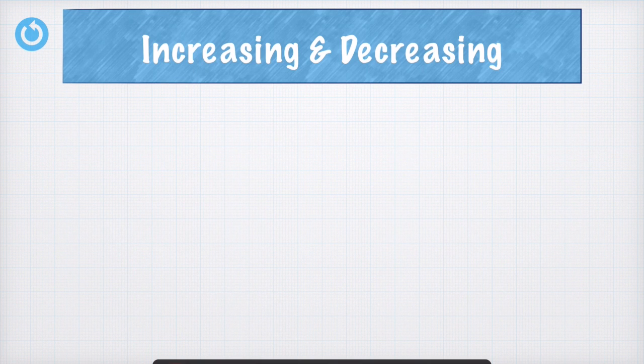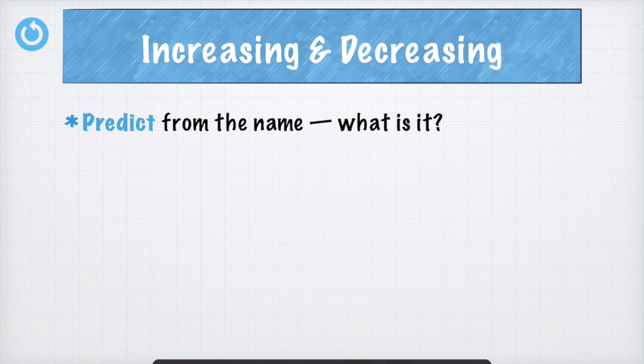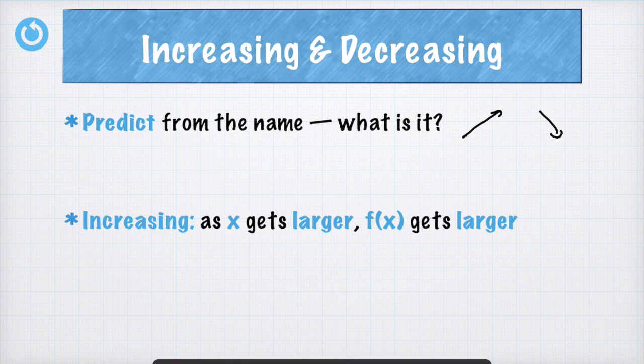Now we're going to go over increasing and decreasing. So increasing and decreasing are going to be kind of self-explanatory. From the name, we can understand that increasing is going up or getting bigger, decreasing is going down or getting smaller. And mathematically, what basically is happening is that increasing means that as x is getting bigger, f of x, or our output, is also getting bigger.